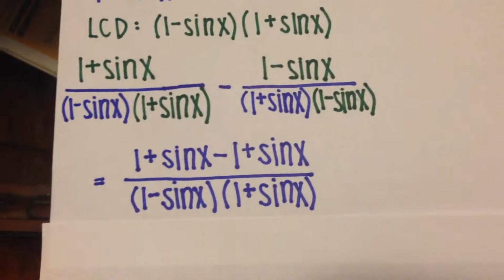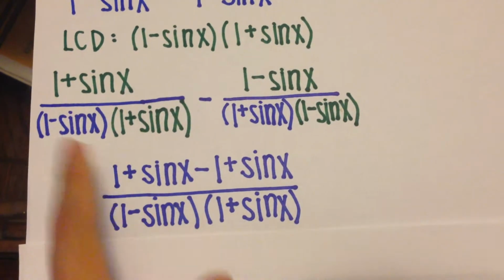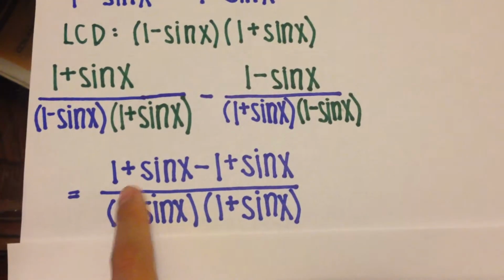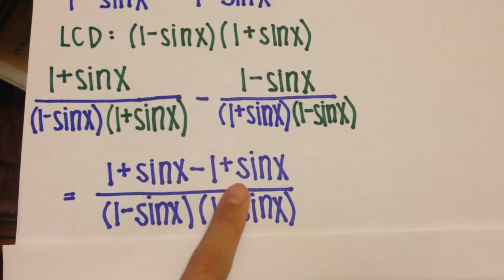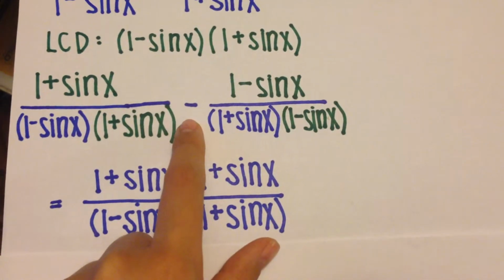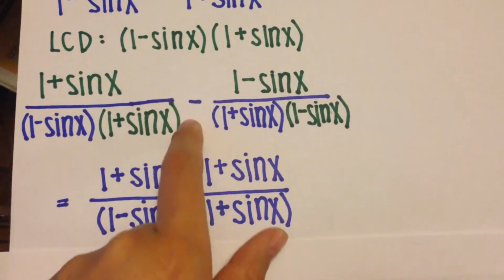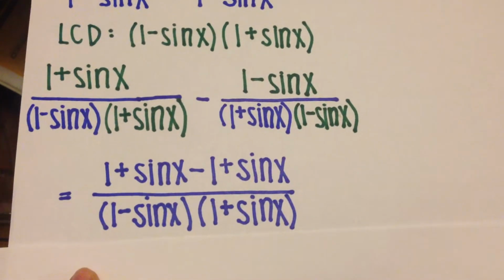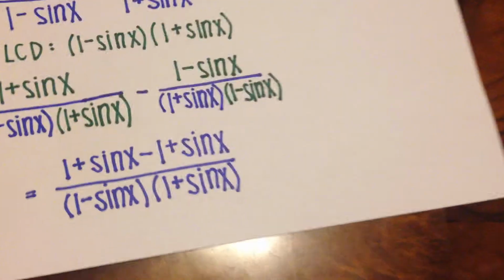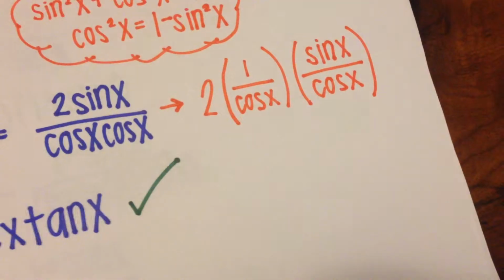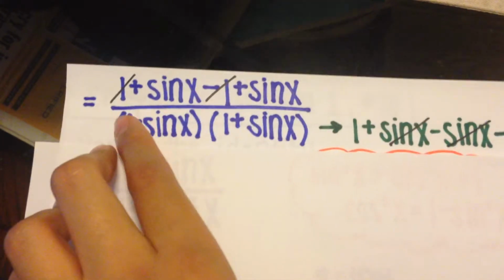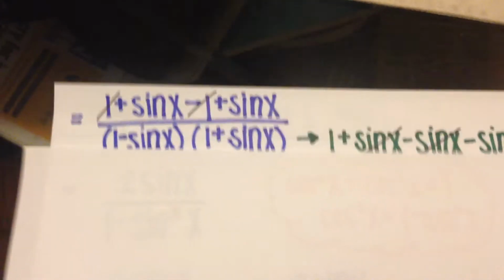And then to simplify it, we just combine the numerator and the denominator. So the top would be 1 plus sine x minus 1 plus sine x, because basically you're just distributing the minus sign over to this one and the minus sign over to the negative sine x. So that's why it's positive here. Okay, so that's what it looks like. So that's what we have. We can cancel out the ones because 1 minus 1 is obviously 0.